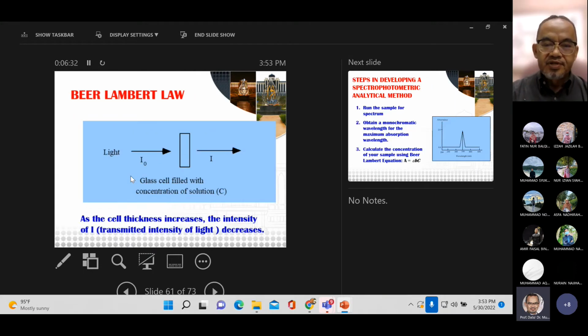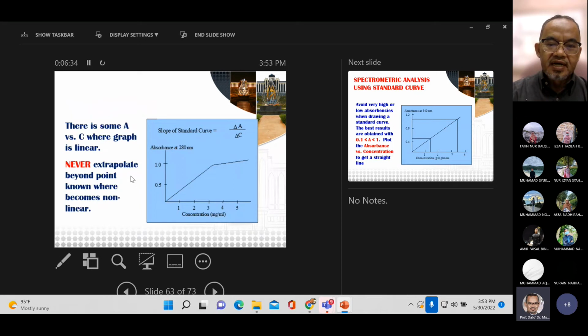I think that's what I wanted to discuss. I have covered more or less the UV, the instrumentation setup, and also the calibration. Here is an example of the graph. We get the answer to them before. There is A versus C where the graph is linear.